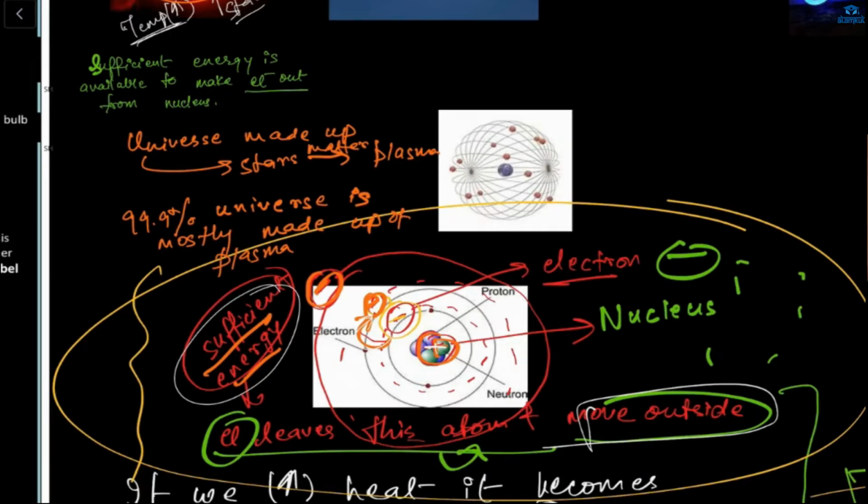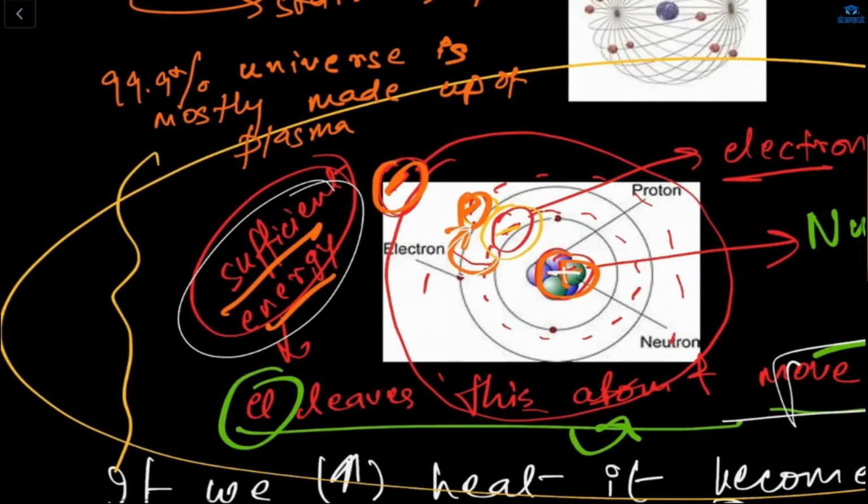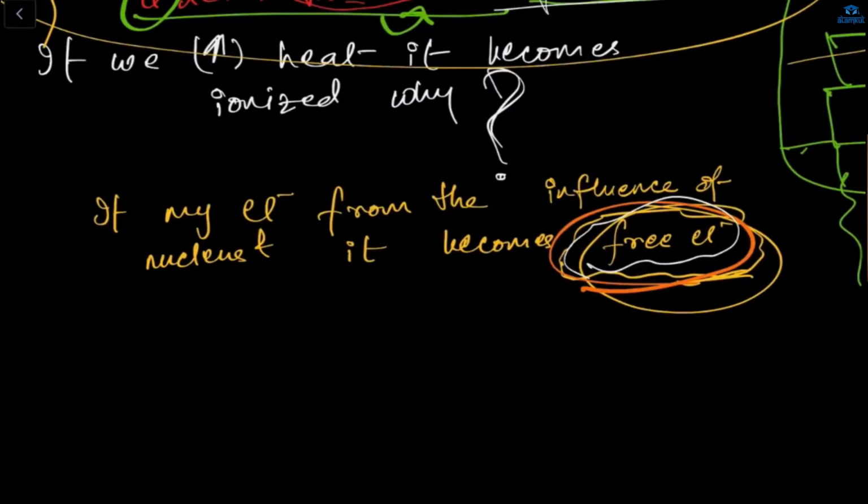Confused where? Here. See, this is my star. Inside the star, temperature is very high. So sufficient energy is available inside my star. If sufficient energy is there, then what will happen? It will make my electron able to move out from the nucleus. Like here, if we are giving sufficient energy, then what's happening? My electron is moving out from the atom and it's becoming a free electron.